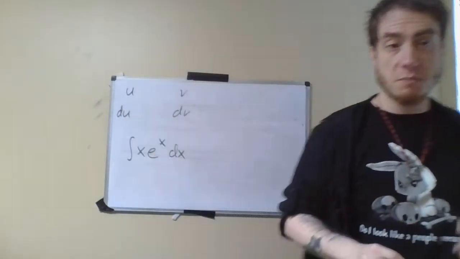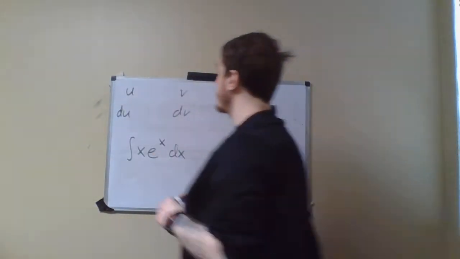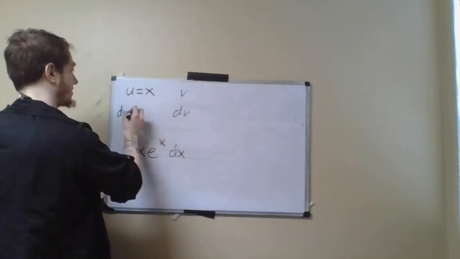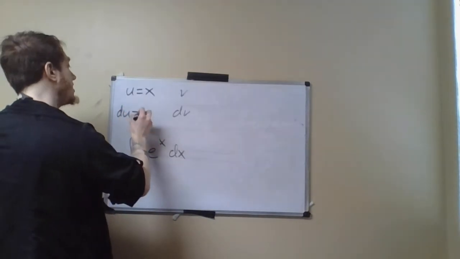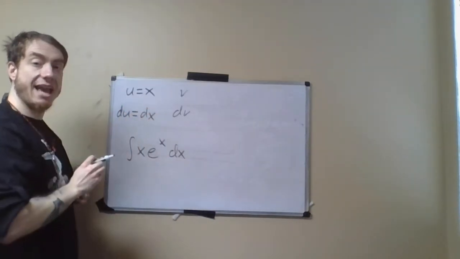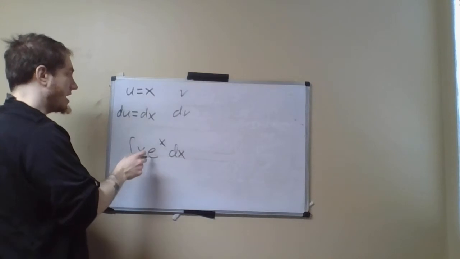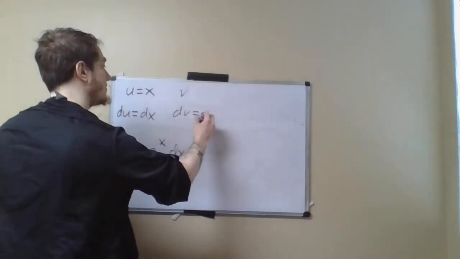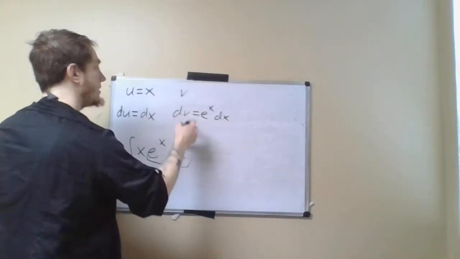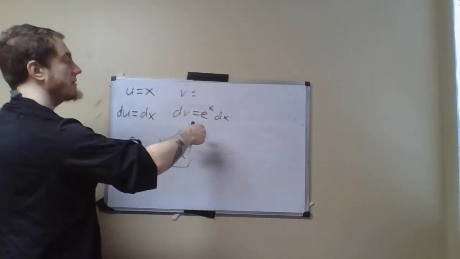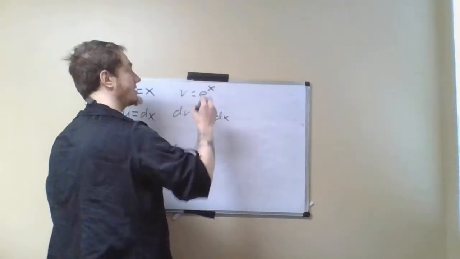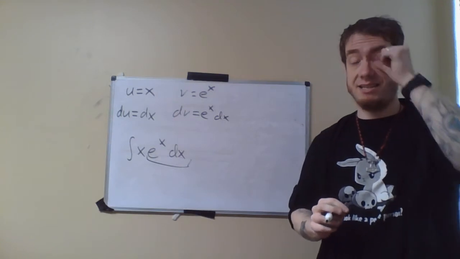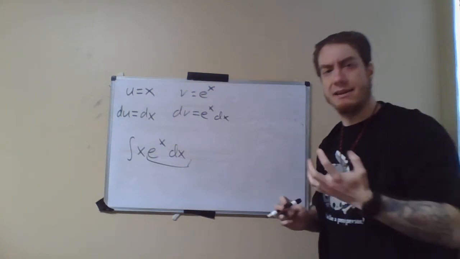However, I can do this by integration by parts. The way that I'm going to do this is I'm going to take my u to be equal to x, because then du just becomes equal to dx. That leaves me with e to the x dx for my dv. And the nice thing is that the antiderivative of e to the x is just e to the x itself, so my v is quite simple to calculate. It doesn't become something super complicated.